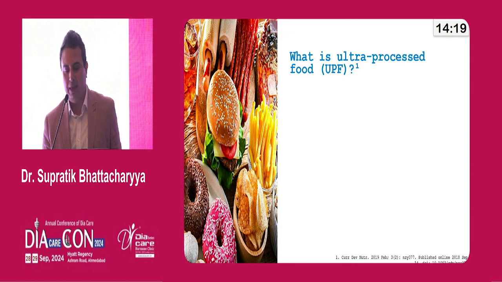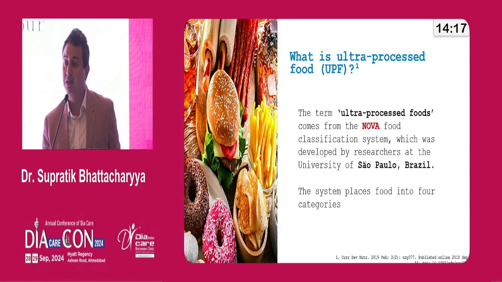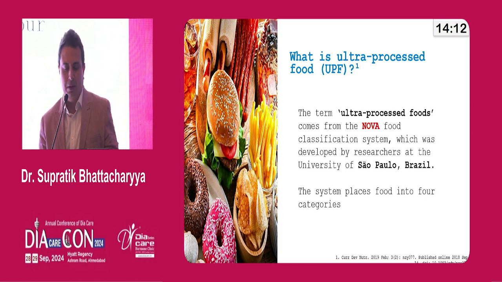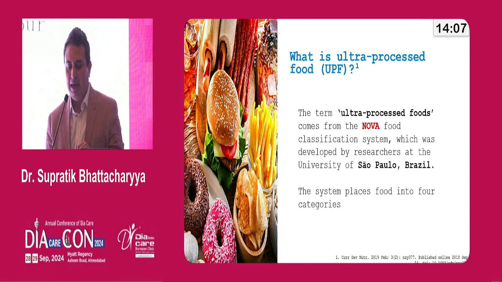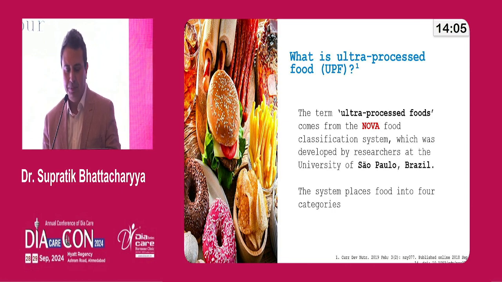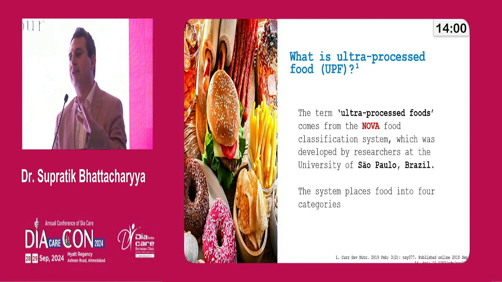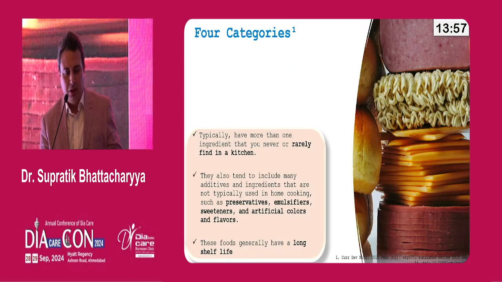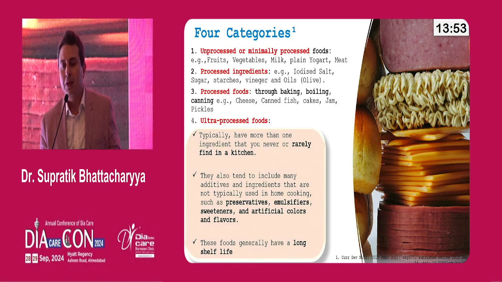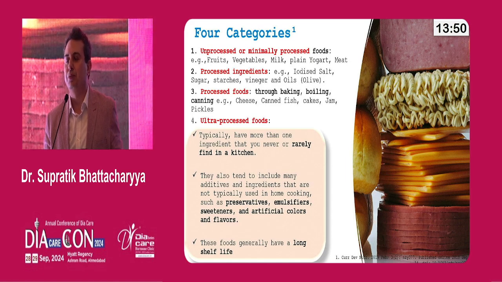Before we go there, let's understand what ultra-processed food is. This terminology comes from a classification called the NOVA classification, developed at Sao Paulo in Brazil. It divides food into four different categories. The first one is the one that you probably don't like as much, and that's the unprocessed or minimally processed food.